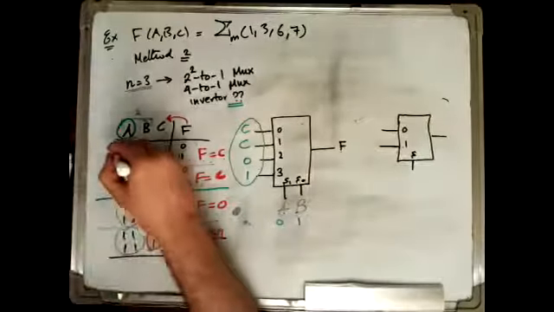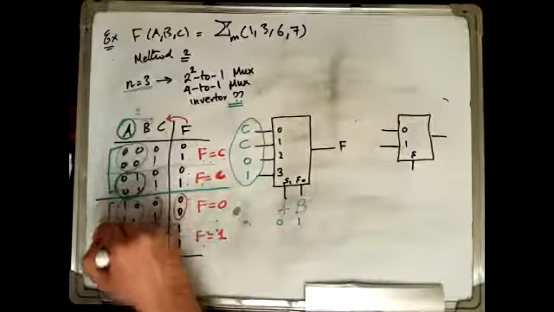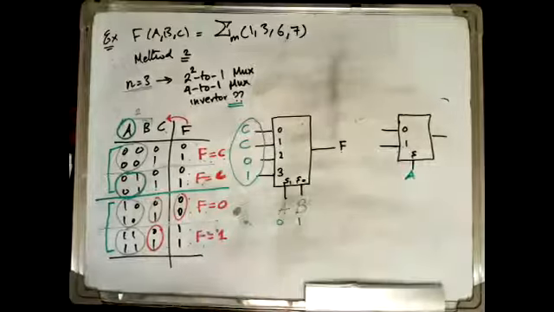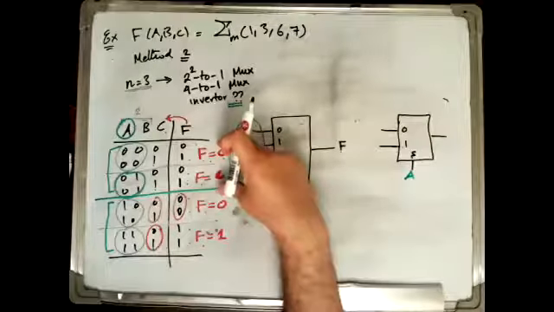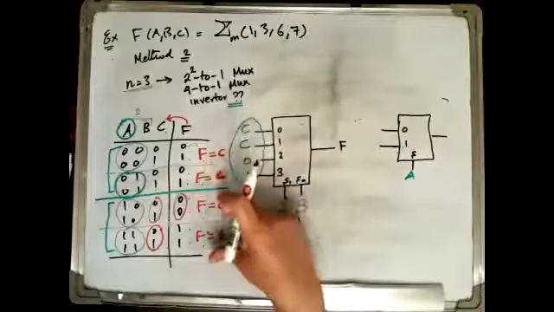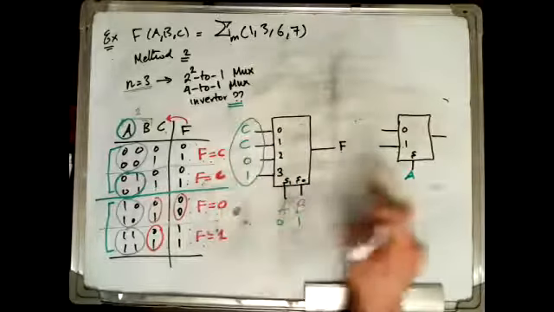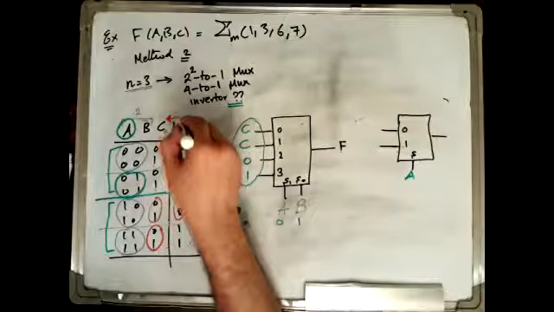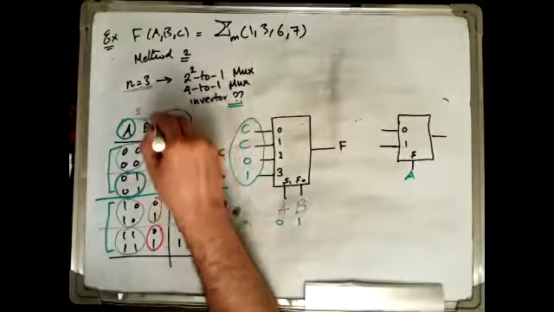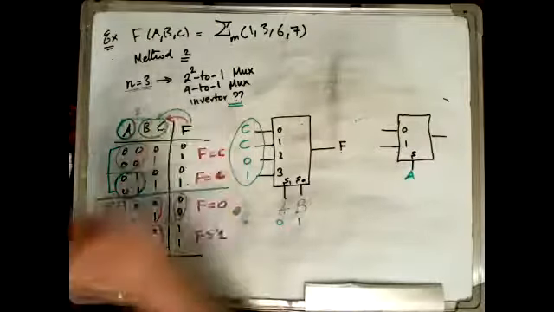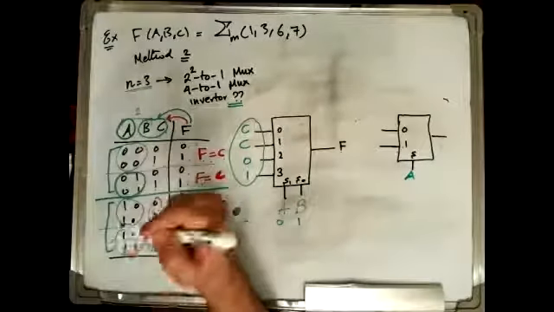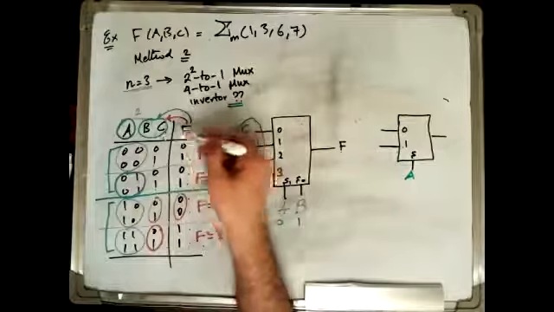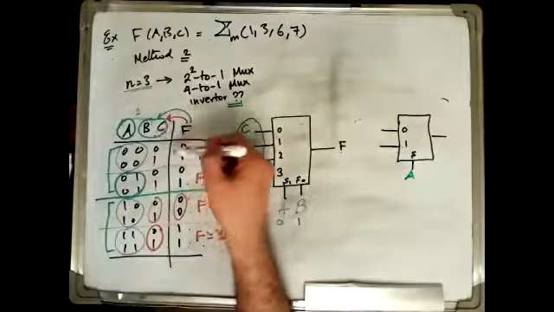Here A is 0 and here A is 1. So we use A on the selection line to select whether we are working here or here. Now, if A is 0, we need to find an expression for F in terms of the remaining variables. It's not one variable now, it is two variables, which are B and C. What is the expression for F in terms of B and C in this section?